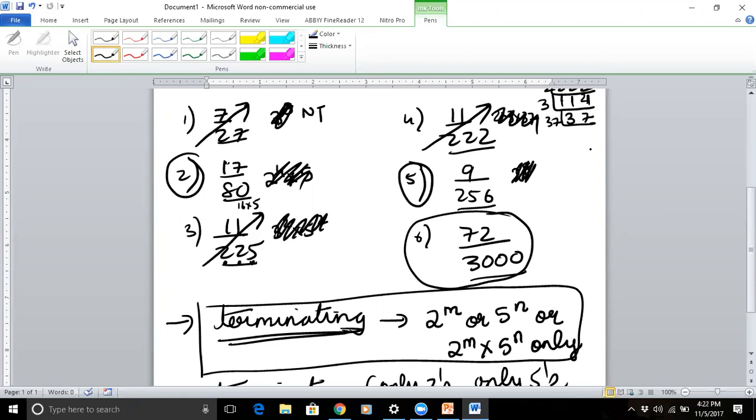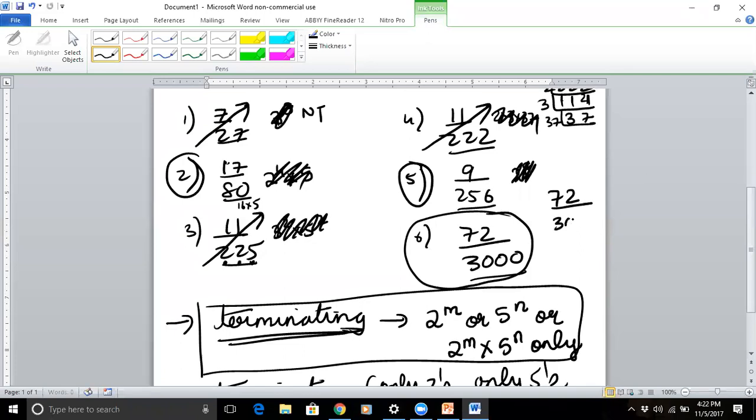So if I give you 72 by 3000, based on what we discussed right now, would 72 by 3000 be a terminating fraction or a non-terminating fraction? No, this would definitely be a terminating fraction.